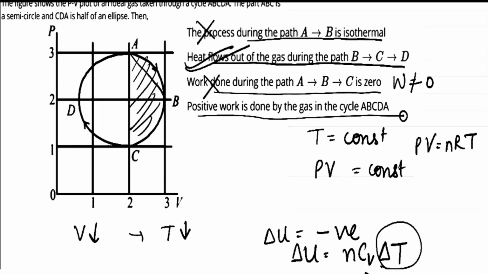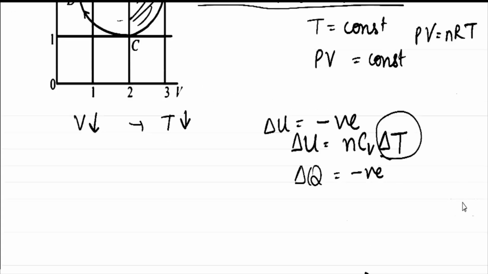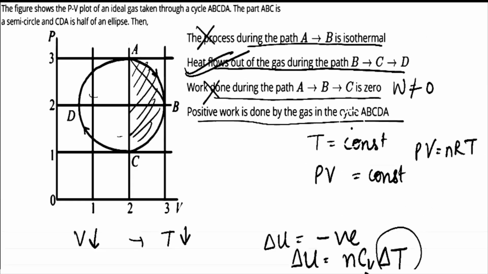Positive work is done by the gas in cycle ABCDA, right? Since the cycle is clockwise, and the area is being covered, right? Since the cycle is clockwise, what we can say is that the work done would be positive, right? So these are the answers. Our answers are B and D.